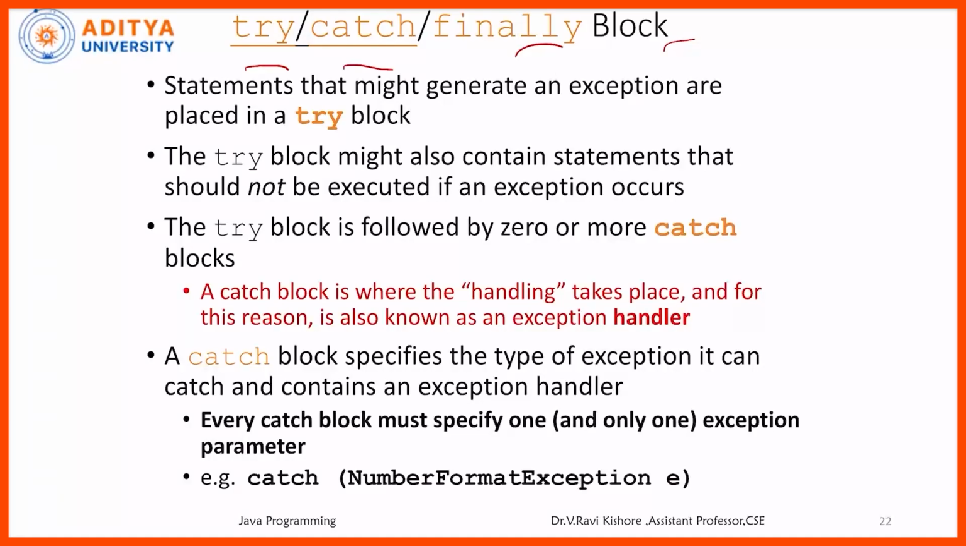Try and catch are friends. They cannot leave each other. When you write the try, the catch will automatically be invoked. Try means what I told you, the code that generates an exception. Catch means it is going to catch the corresponding exception and give the statements for it. The try block might contain the statements that should not be executed if an exception occurs. And a try block is followed by 0 or more catch blocks.